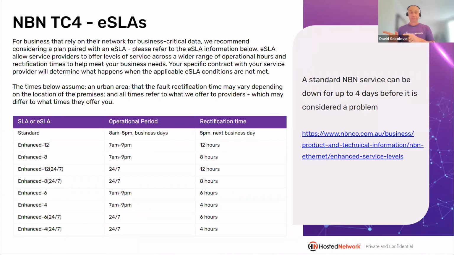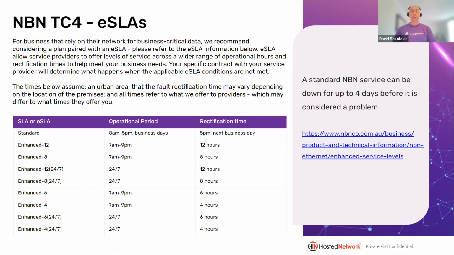The next day. So that means if your service goes down Friday night, NBN will do nothing about it over the weekend. The first time they'll look at your issue is Monday morning, 8 a.m. Then they don't have to fix it until Tuesday, 5 p.m. It's 4 days. Add in a holiday period, and you're down for much longer.